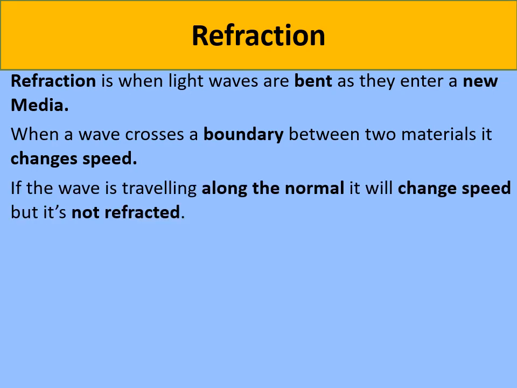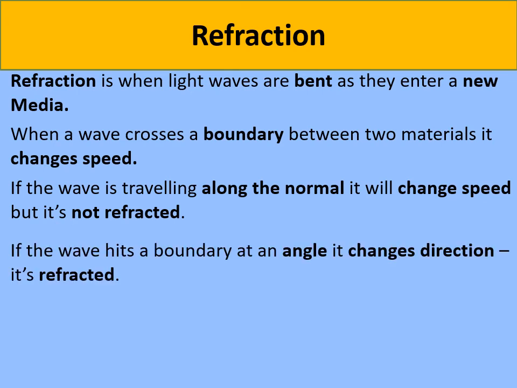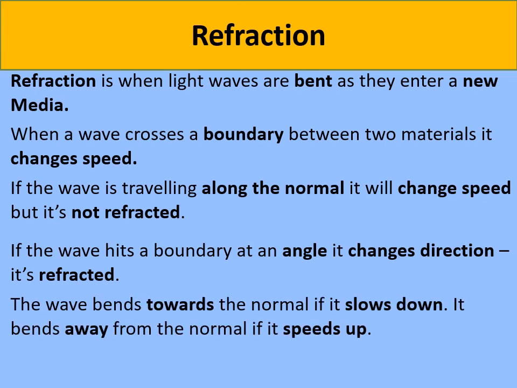If the wave is traveling along the normal, which is the line that's drawn at 90 degrees to the boundary, then it will change speed, but it's not refracted. So there's no refraction taking place, but be careful because the wave speed will change. If the wave hits a boundary at a certain angle, then it will change direction, and that means it is refracted. The speed of the wave will also change.